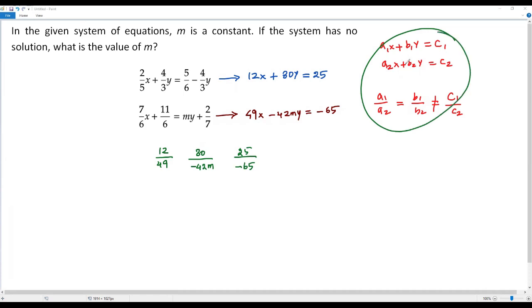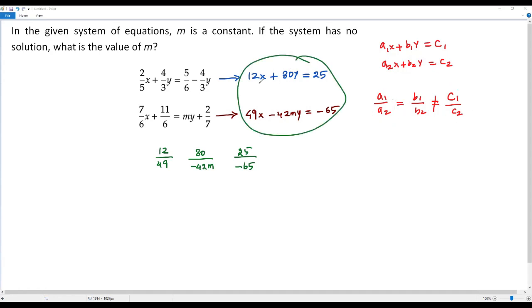That is, when two linear equations are given in standard form, and if the system has no solution, the ratio of the coefficients of x and the ratio of the coefficients of y will be equal, and both these ratios will not be equal to the ratio of the constant terms. Here we have two linear equations in standard form, and according to the information, the system has no solution. Then the ratio of the coefficients of x and the ratio of the coefficients of y will be equal, and these two ratios will not be equal to the ratio of the constant terms.